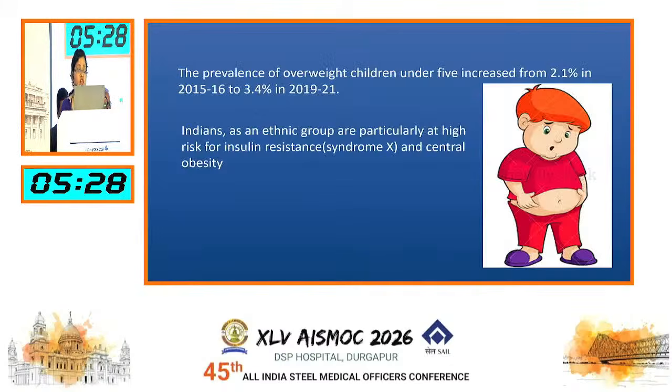The prevalence of overweight children under 5 has increased from 2.1% in 2015-16 to 3.4% in 2019-21. And Indians as an ethnic group are particularly at high risk for insulin resistance, central obesity, and syndrome X, which actually causes the metabolic complications.